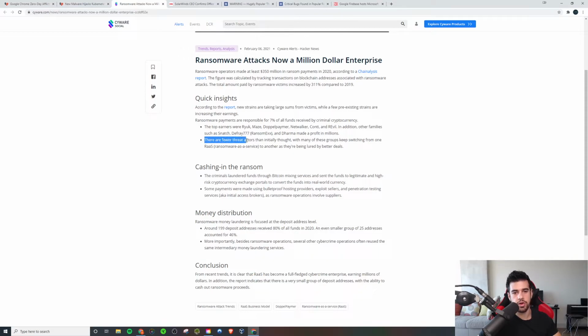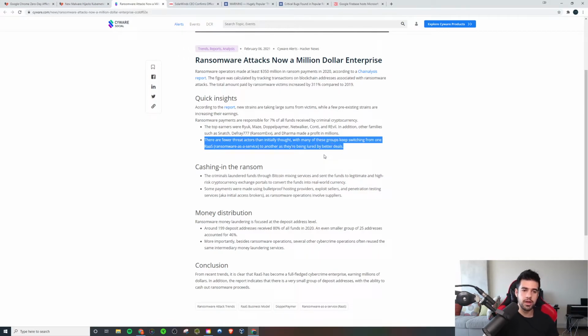So here's one of the insights it had. It says there are fewer threat actors than initially thought, with many of these groups switching from one ransomware as a service to another as they're being lured by better deals. So interesting, a new piece of technology that's emerging here, this ransomware as a service. The hackers have their whole underground infrastructure going on right here. And basically to say that ransomware is not going away, cryptocurrency is not going away.